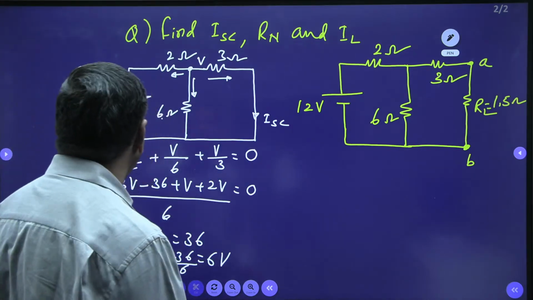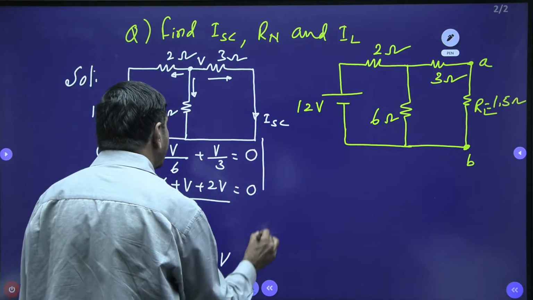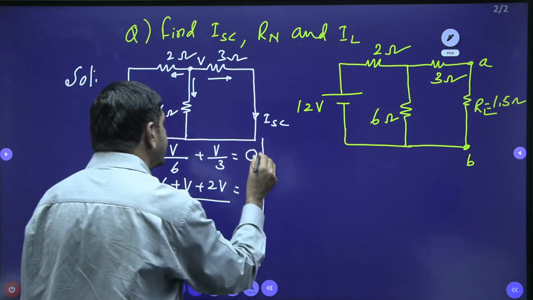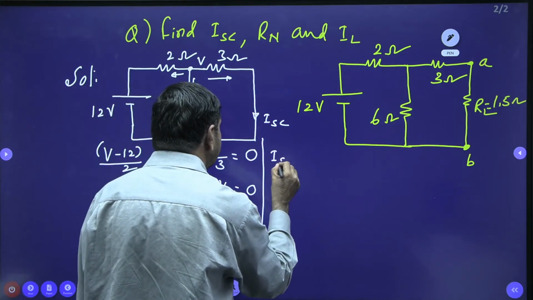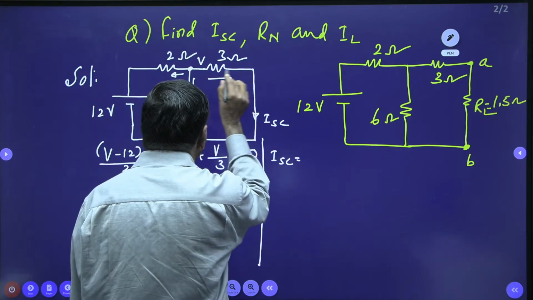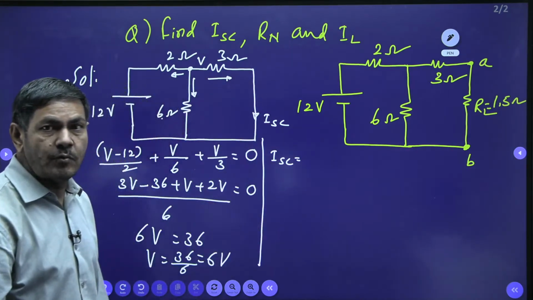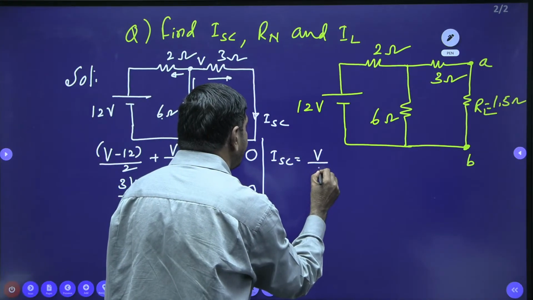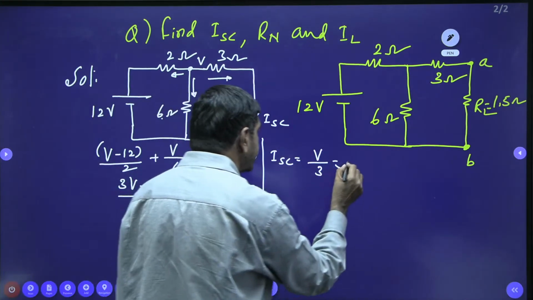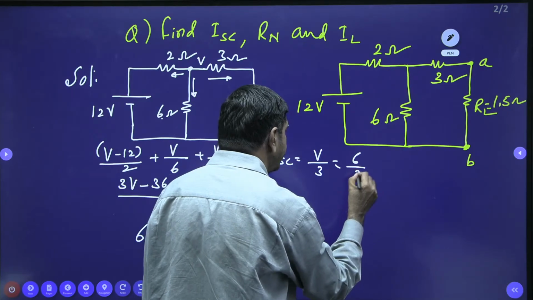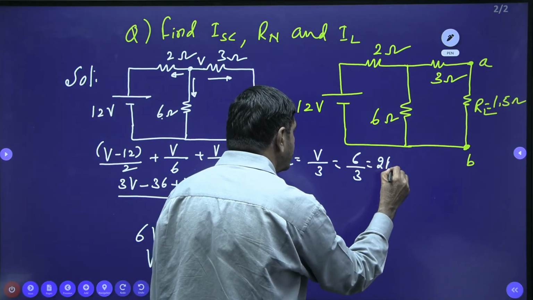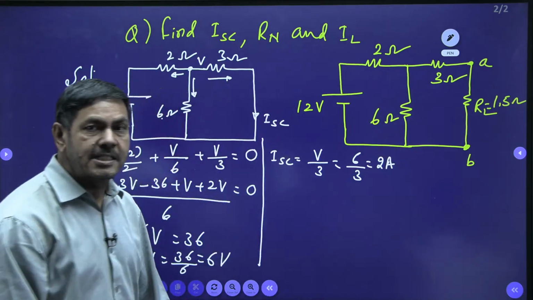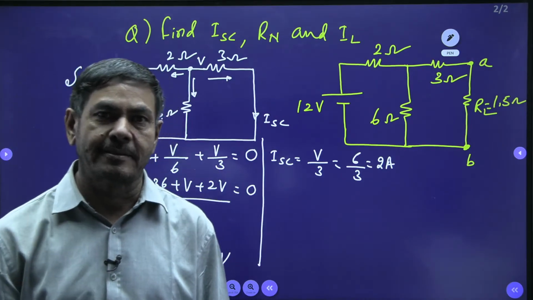By using this node voltage, you can determine ISC directly. The short circuit current is nothing but the current across the 3 ohm. How can you determine it? V by 3 directly. V is 6, divided by 3, it becomes 2 amperes. Yes, we are getting the short circuit current.